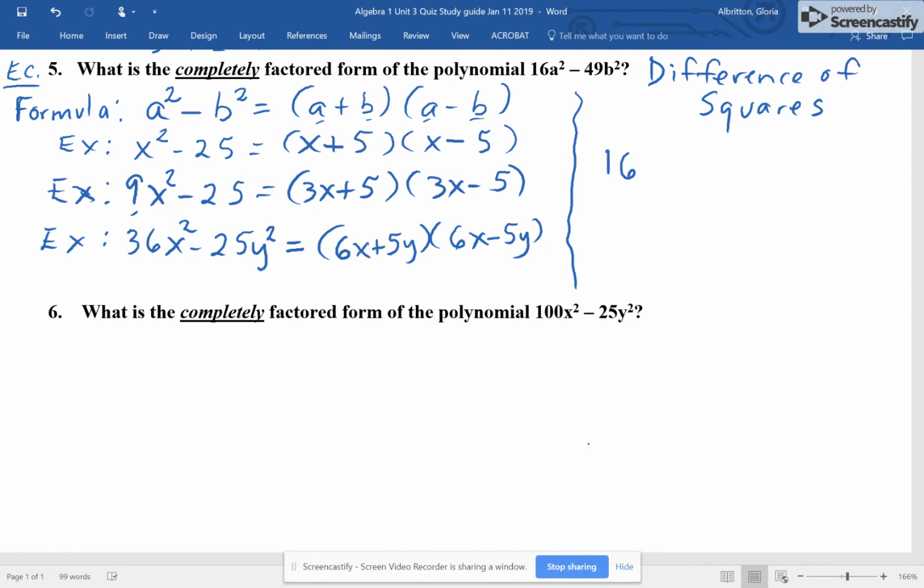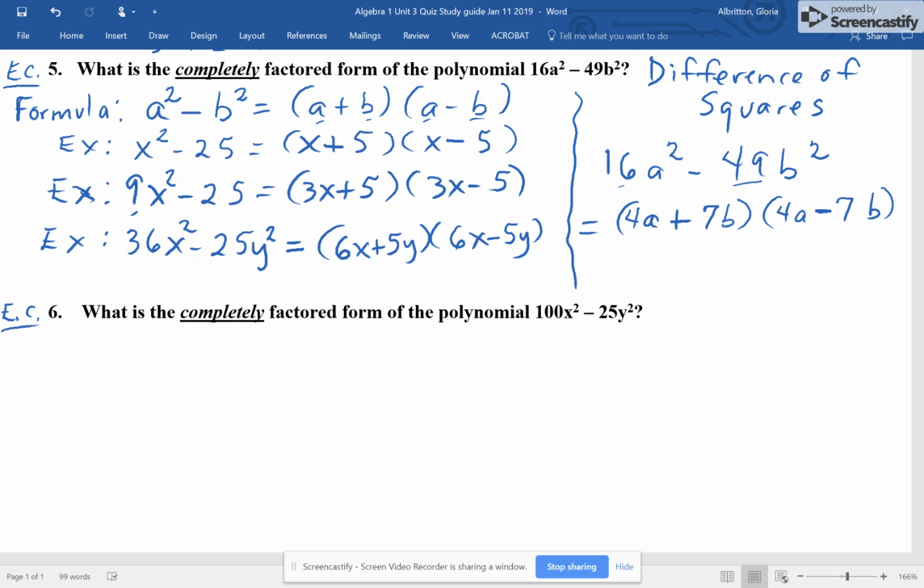so if we want to factor 16a squared minus 49b squared, I think we can handle that. We already know one's going to be plus, one's going to be minus. That's part of the formula, so that will always stay the same. And then I know that 16 is a perfect square. It's 4 times 4. A squared is perfect because a times a is a squared. 49 is perfect. We get 7 times 7, and b squared gives us b times b. And we are finished with that problem. Okay? And let's try the last one. Again, this is for extra credit on the quiz if you want to try it.